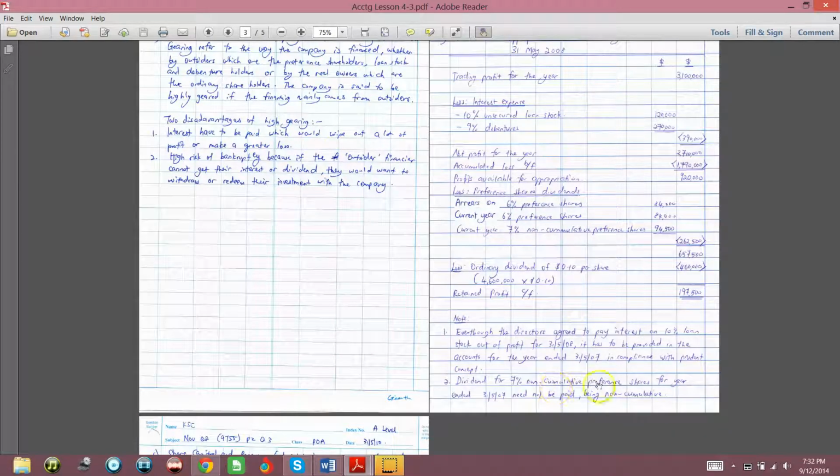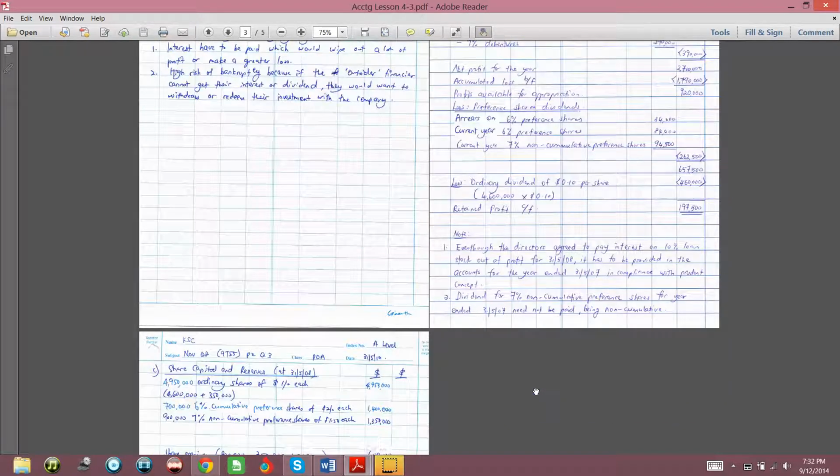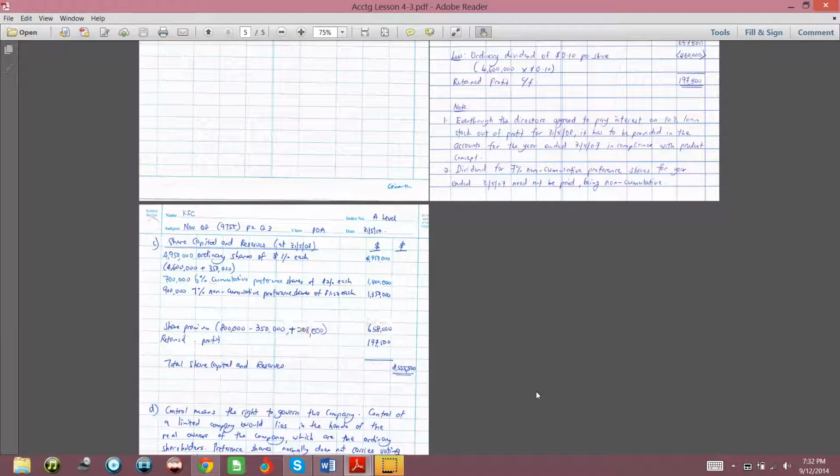Dividend on 7% non-cumulative preference shares for the year 31 May 2007 need not be paid, being non-cumulative. I'm just clarifying over here, being a bit long-winded but also being safe. Clarify the question thoroughly, like what I've explained to you. So part C says prepare the share capital and reserve of the balance sheet at 31 May 2008.